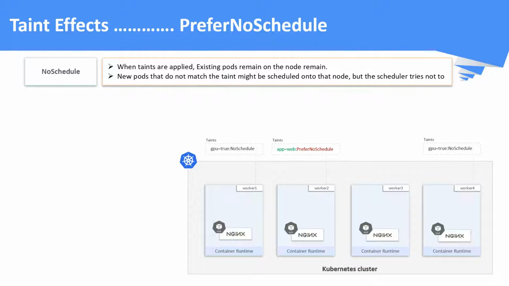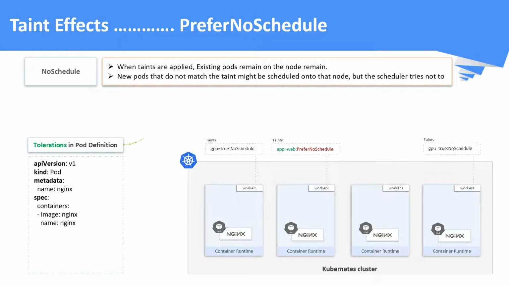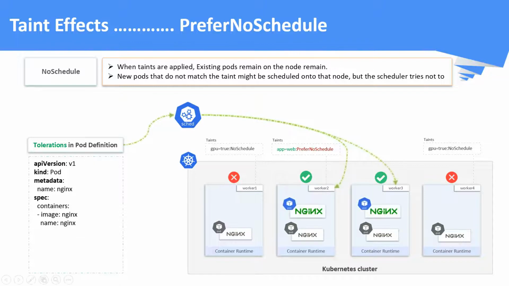So as per our existing cluster setup, when this definition is applied, worker node number 2 and worker node number 3 will be selected for scheduling the pods. Worker node number 2 has a soft taint, that's why it still tries to schedule the pod. Whereas worker node number 3 does not have a taint at all. The existing pods remain on the node.